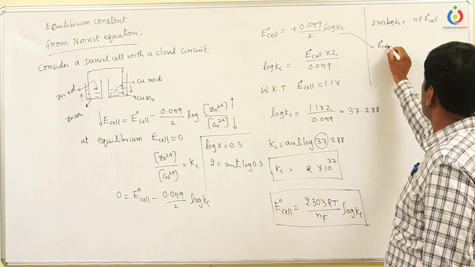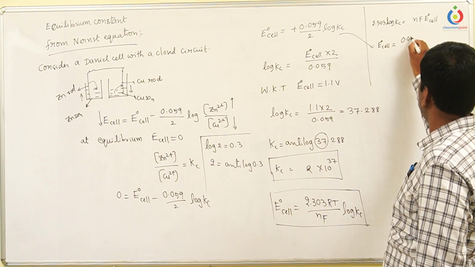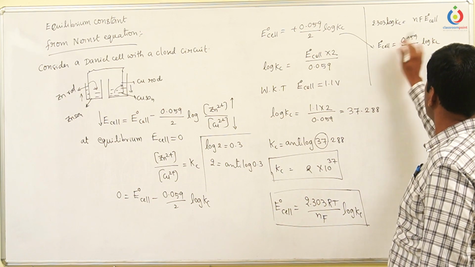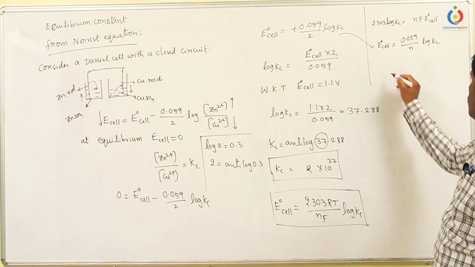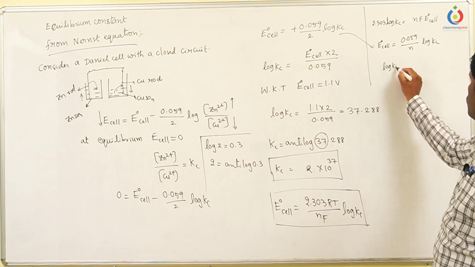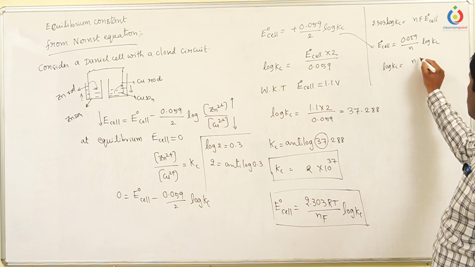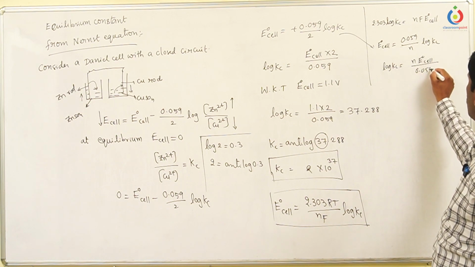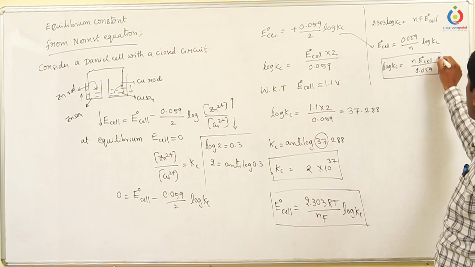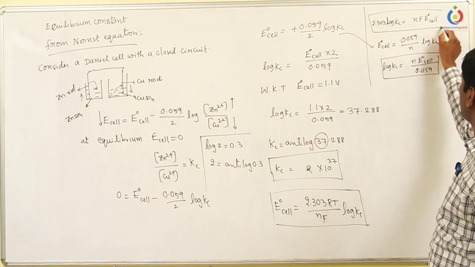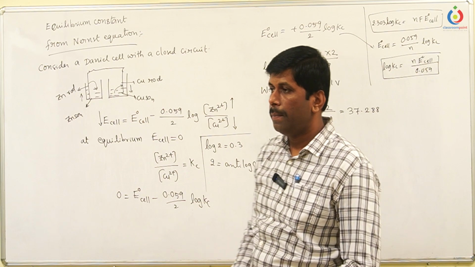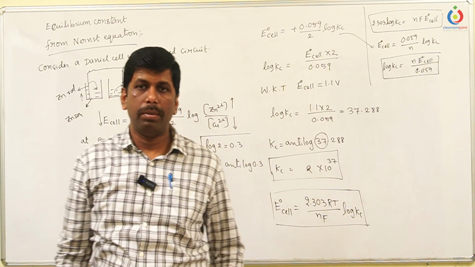So E0 cell is equal to 0.059 by n into log Kc. From this, let us get the log Kc value. Then log Kc is equal to n E0 cell divided by 0.059. So basically this formula we are going to use in relating the Gibbs free energy with the equilibrium constant.